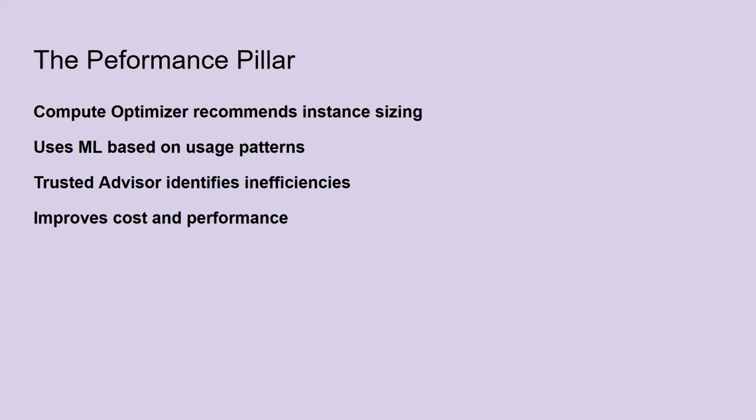The performance pillar. Sorry, I misspelled performance here, but the performance pillar. You want to have Compute Optimizer, which recommends instance sizing. So it's going to let you know, like what you saw when we did those labs with EC2 and went over the different sizes you can have. Compute Optimizer will be able to tell you which sizing is best for that particular instance. It also uses machine learning based on usage patterns.